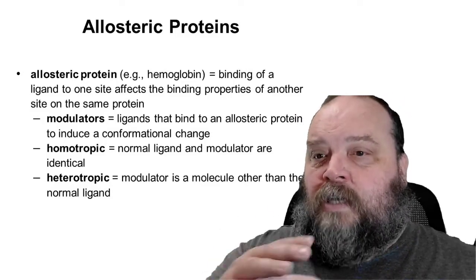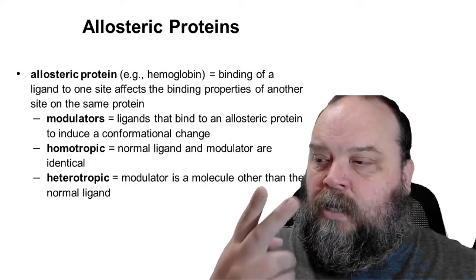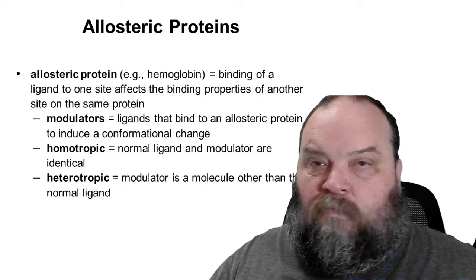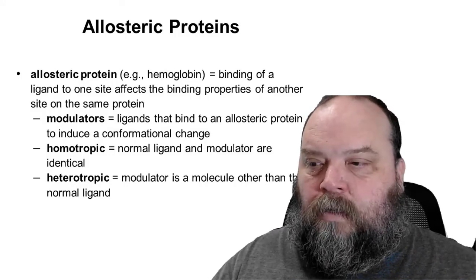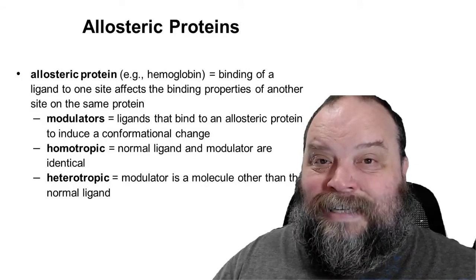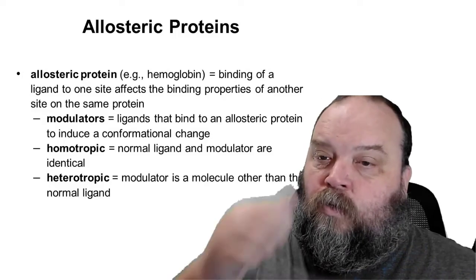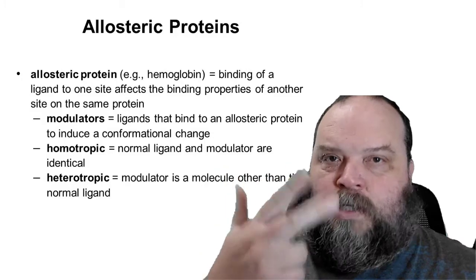Now, how this allosteric interaction occurs, modulating, homotropic, heterotropic, these are just ways to describe the interaction of the subunits or the binding sites with the other portions of the protein. Do they aid? Do they counter? Or is it indifferent?